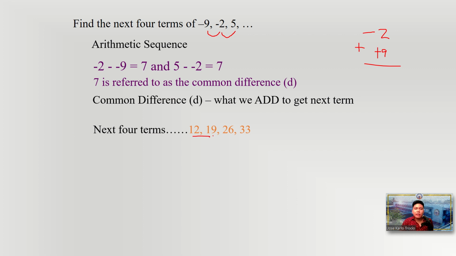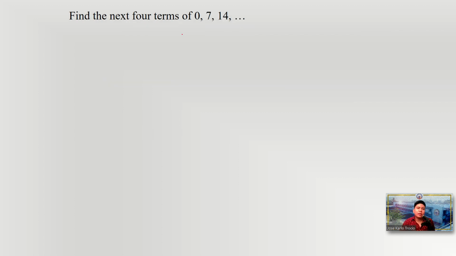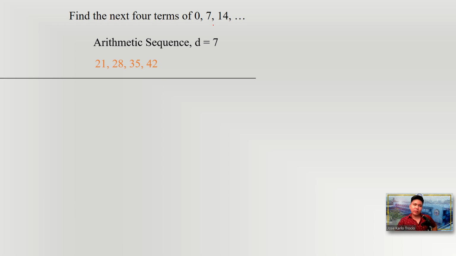12 plus 7, 19, plus 7, 26, plus 7, 33. That's it. These are the next 4 terms. Very simple. How about this one? 7 minus 0, that is 7, right? 14 minus 7, the common difference is 7. The d is 7, so you just add 7. 14 plus 7, 21, and so on.